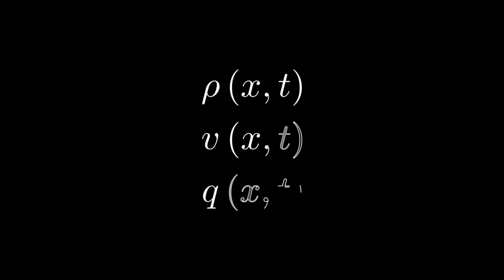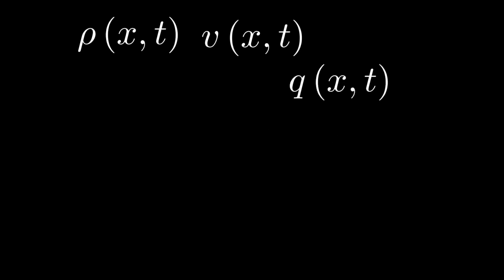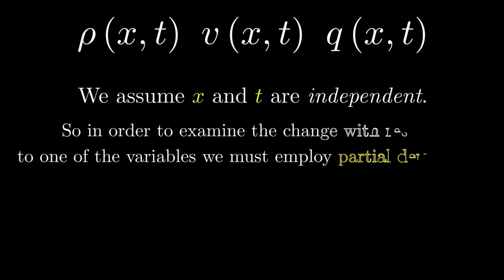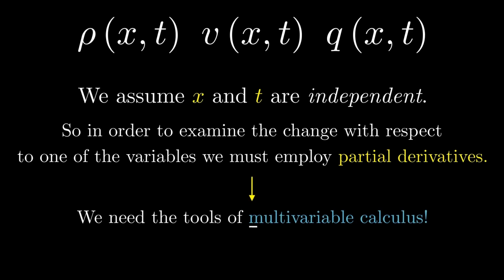The dependence of all our quantities on a temporal and a spatial dimension, both being completely independent of each other, naturally leads to the involvement of partial derivatives in the modeling process whenever we want to examine the change with respect to any of these variables. And therefore, we're going to deal with several notions from multivariable calculus throughout this video.